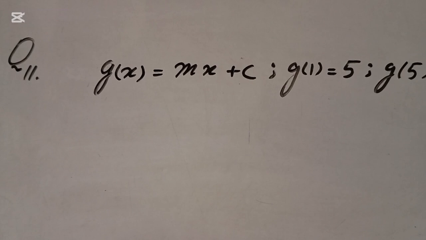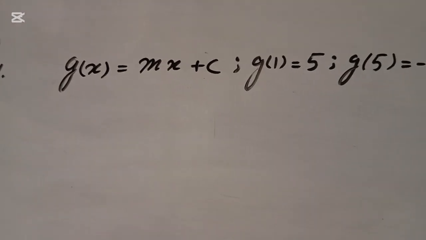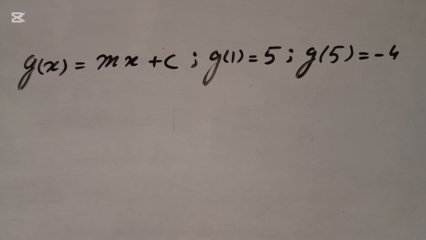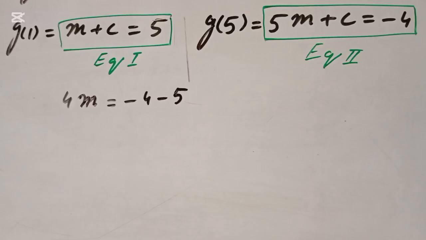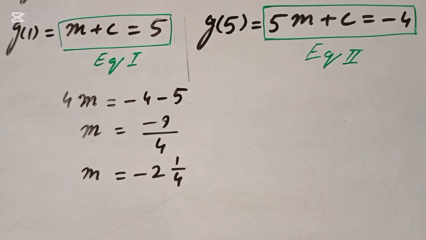Here we are given g(x) is equal to mx plus c and g(1) is equal to 5 and g(5) is equal to minus 4. With the help of these two conditions, we have developed two equations. Now we solve these two equations simultaneously to find out the values of m and c. Subtracting the first equation from the second, m results in minus 2 whole 1 by 4.